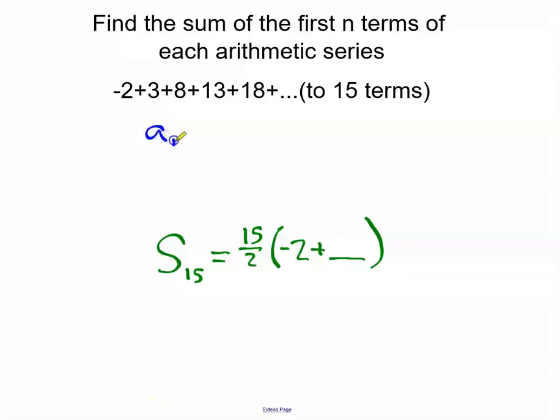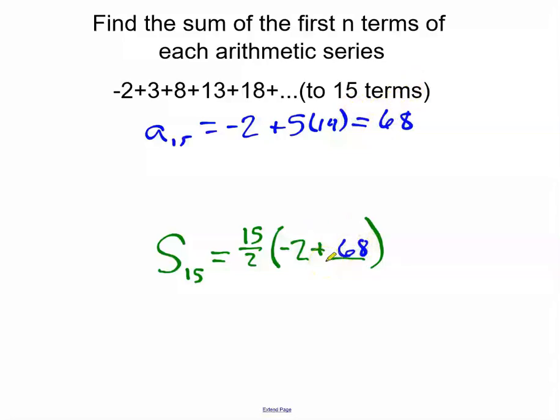Fortunately, we know how to find the 15th term. We simply have to take the first term and add that common difference, which is 5, 14 times. So 5 times 14 is 70. 70 plus -2 is 68. So now we know the 15th term.